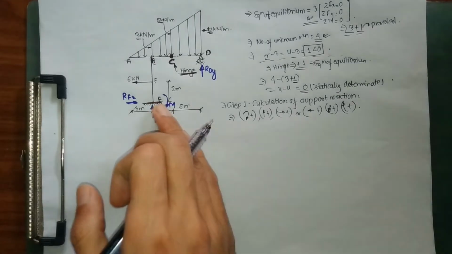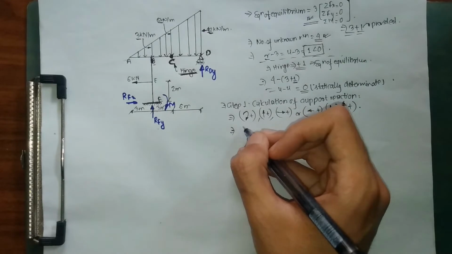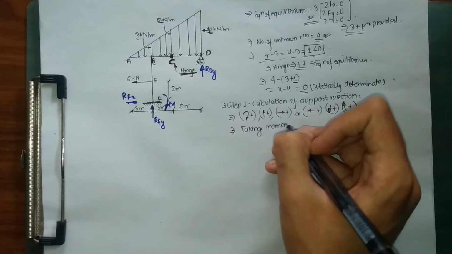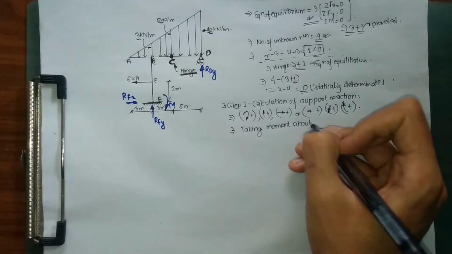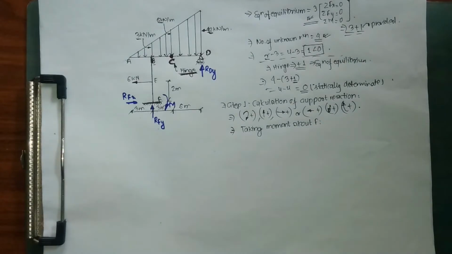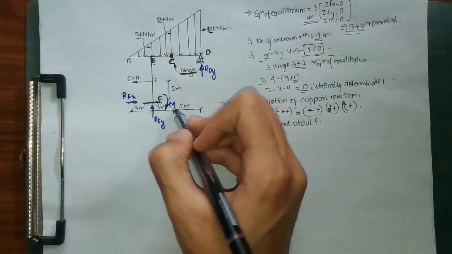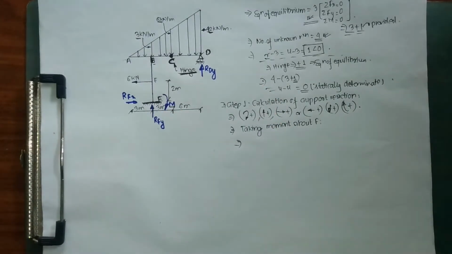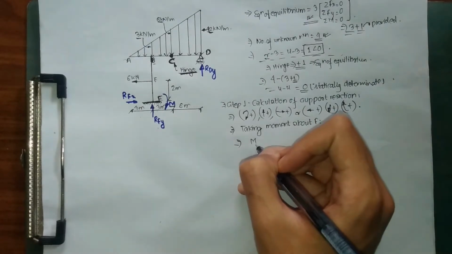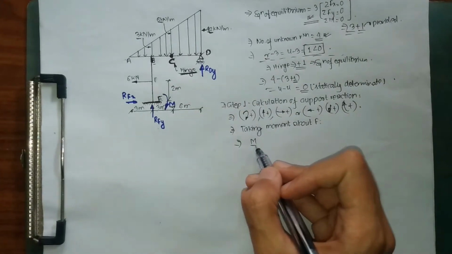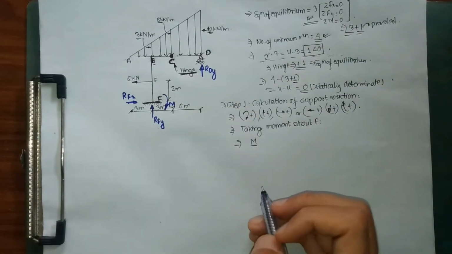Right now, first and foremost, I'm going to take moment about F. Let me write down, taking moment about F, and I'm going to take clockwise moment as positive. As you can see, at F we already have a moment, since it's a fixed support and a fixed support has a moment. I'm taking this as positive, since I'm assuming M to be acting in the clockwise direction. So the first moment about F is M.